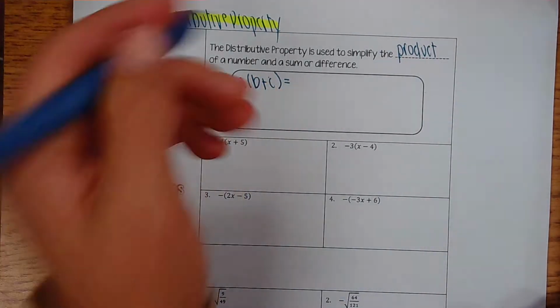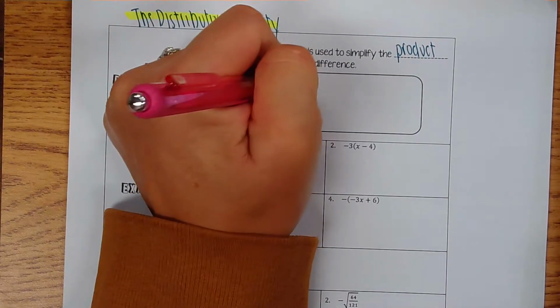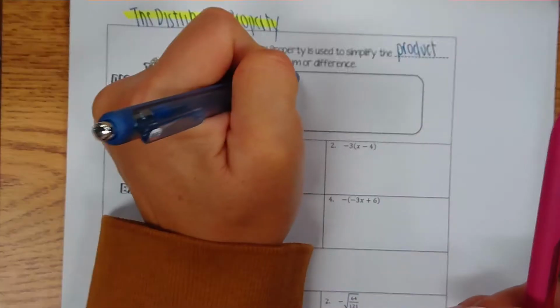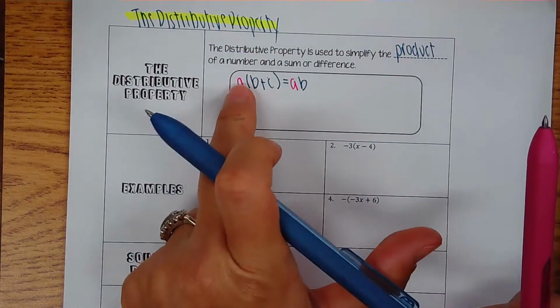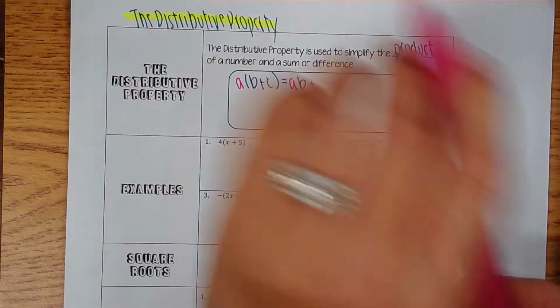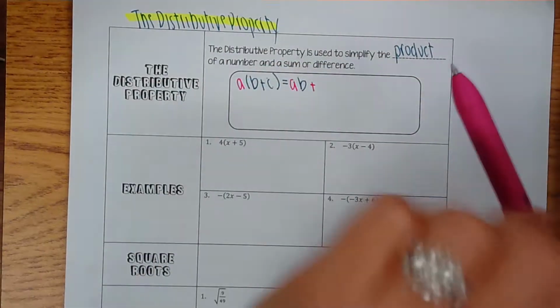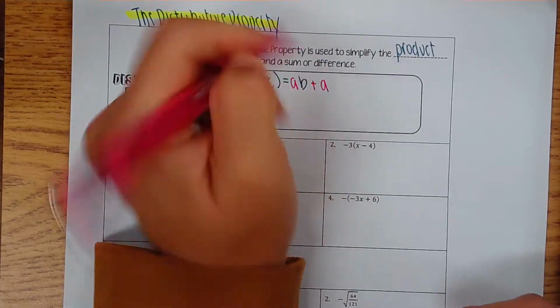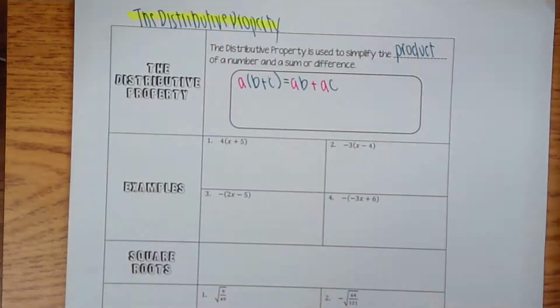So that would look something like A times B, right? A times B plus, oops, I did that backwards, A times C.